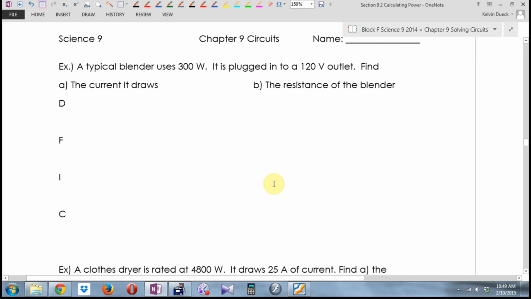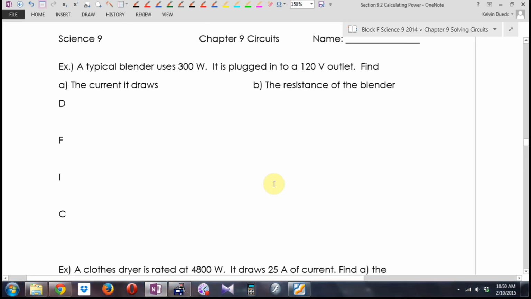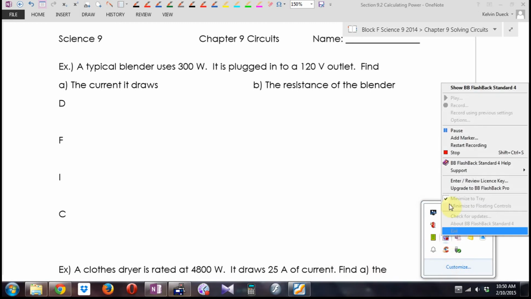A typical blender uses 300 watts. It's plugged into a 120 volt outlet. Find A, the current it draws, and B, the resistance of the blender. Try this on your own. I'm going to freeze the screen. You all have something to do math with, either your phone or a calculator. List your data, find a formula, insert, crunch, and let's see if we get the same thing when we're done.